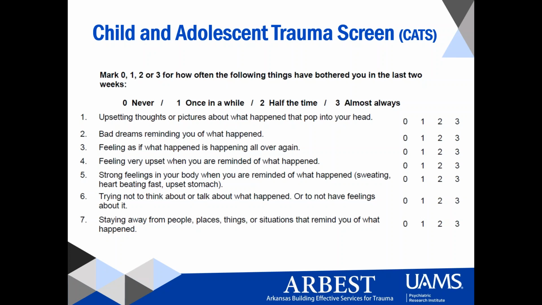So if there are 20 questions and the child answered 0 to all of them, you're going to get a total score of 0. If they answered 3 to all of them, you're going to get a total score of 20. You do not score the functional impairment part, just these questions, 1 to 17 or 1 to 20. That's your total score.